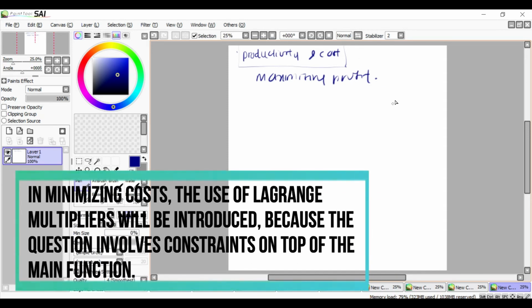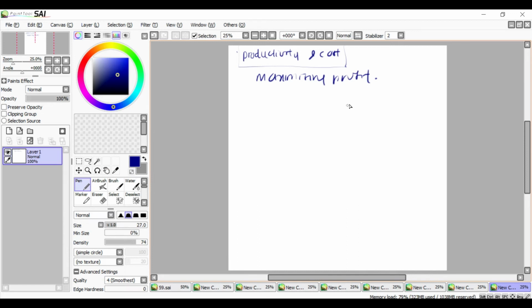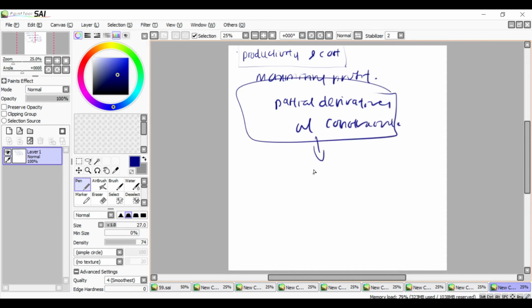And afterwards, we're going to reach another important part of applications of partial derivatives, which is partial derivatives with constraints. So here, normally for those with constraints, we will introduce the Lagrange multiplier. So that's what the following section of the video will be discussing.